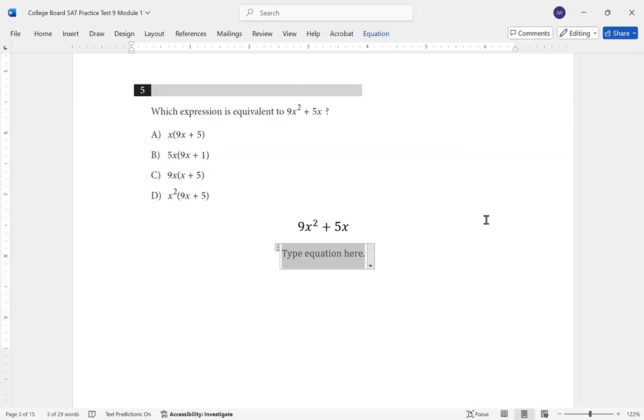x squared and x have a common factor of x. So I'm going to factor out x, or 1x. And then what's going to be left inside is 9x plus 5. So x times 9x plus 5 is the correct answer. And that is option A. So the answer to question 5 is A, x times the quantity 9x plus 5.